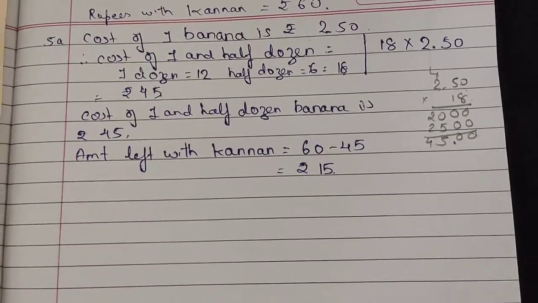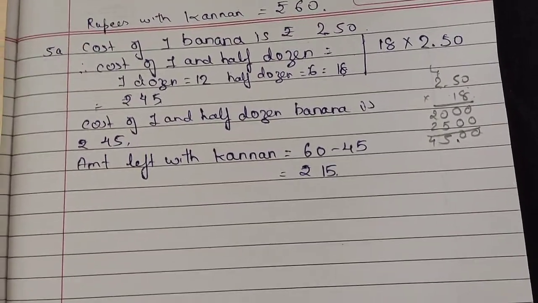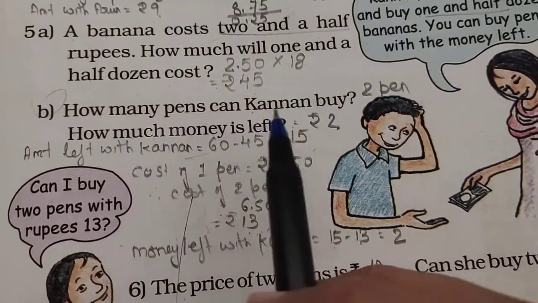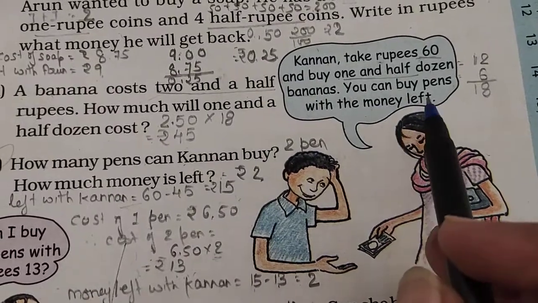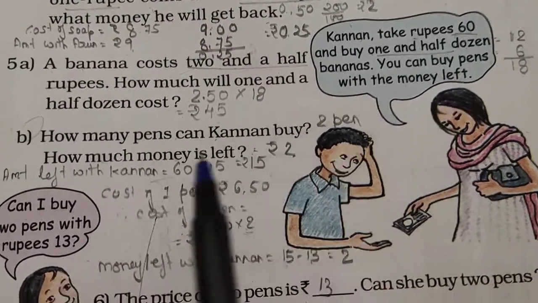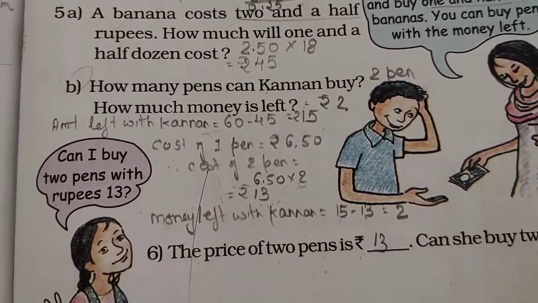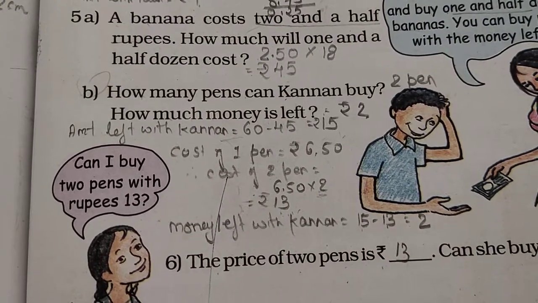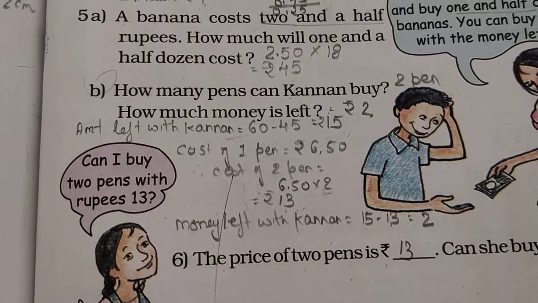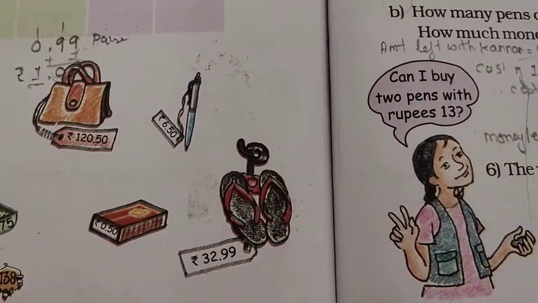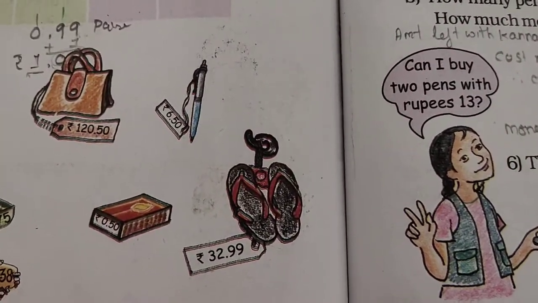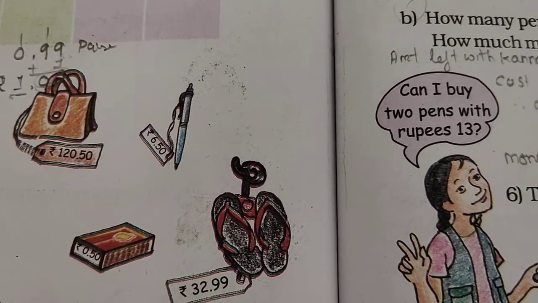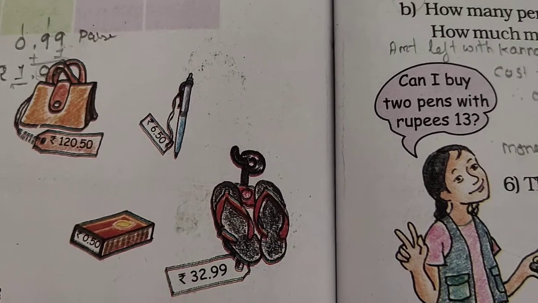Okay students, now next question is, how many pens can Kanan buy? Here the last question, you can buy pens with the money you have left. How many pens can Kanan buy? Kanan buys how many pens with the money left? The cost of one pen is rupees 6.50 and he wants to buy the pens.